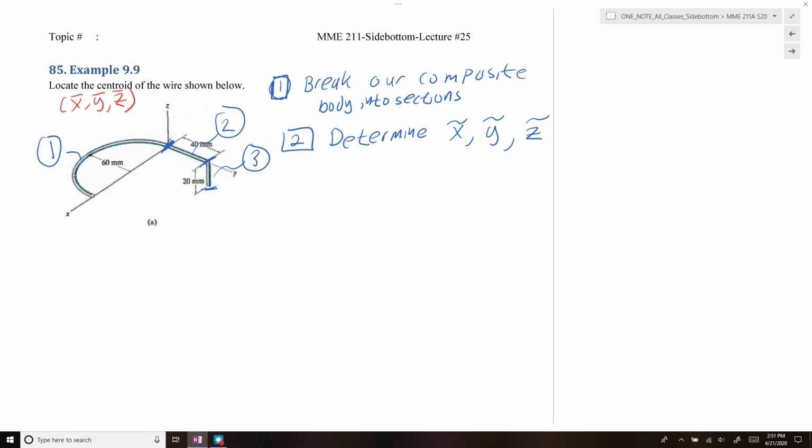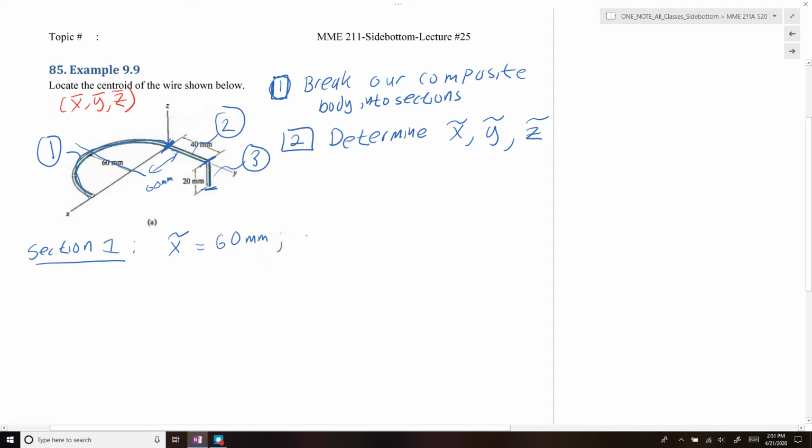So for section 1 here, alright, we have x tilde, since it's an arc, a semicircle arc that has a radius of 60 millimeters. X tilde would occur along the line of symmetry along the y-axis. So this distance here would be equal to 60 millimeters. So we can say that x bar would be equal to 60 millimeters.